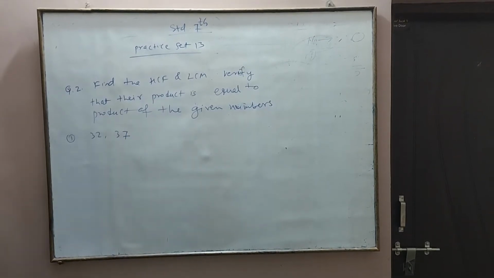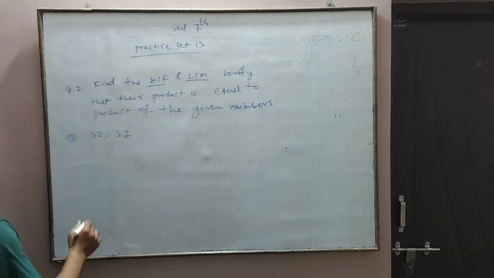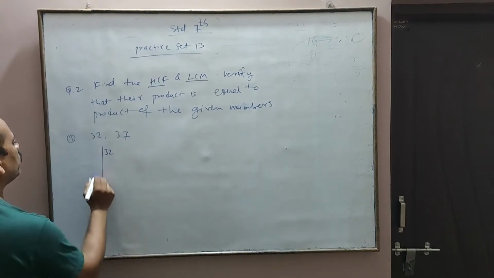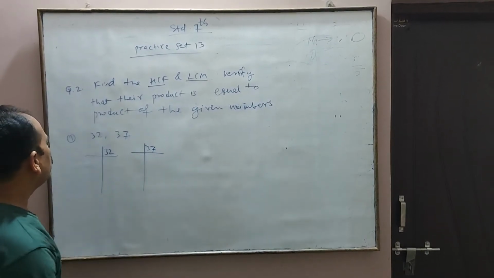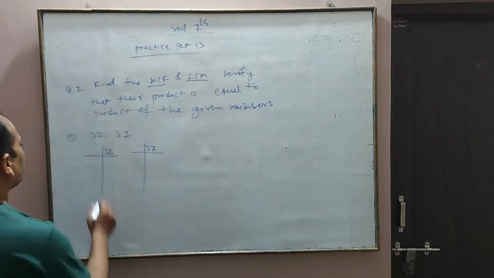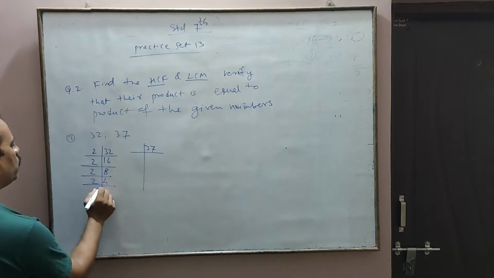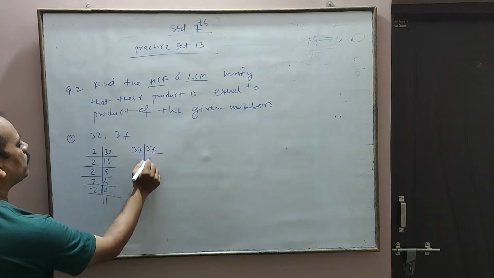Now question 2, find the HCF and LCM. Verify that their product is equal to the product of the given numbers. So here we have to find HCF as well as LCM. So for this we will find the factors of 32 and 37 separately to avoid confusion. Okay. So 2 16s are, 2 8s are, 2 4s are, 2 2s are and again 2 1s are. 37 is a prime number, so 37 1s are.